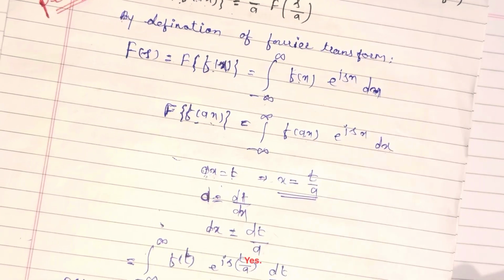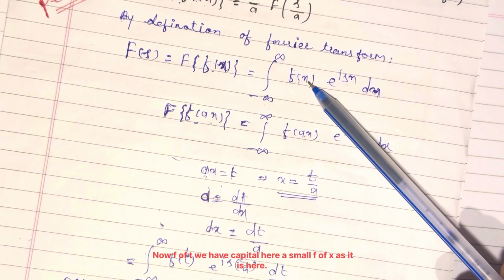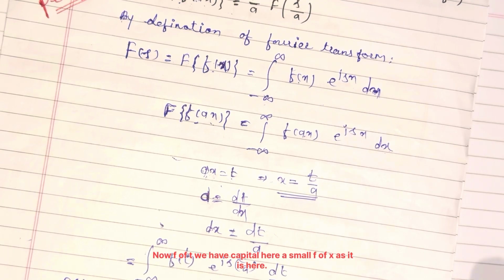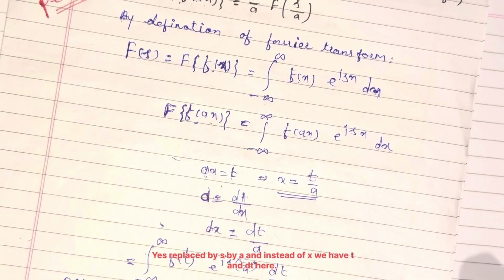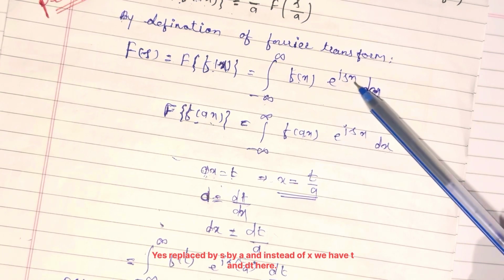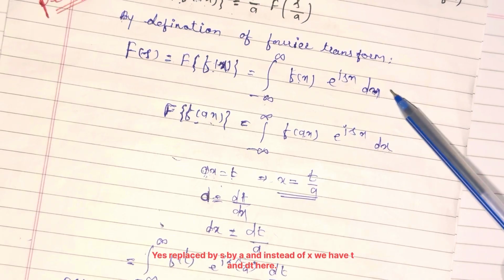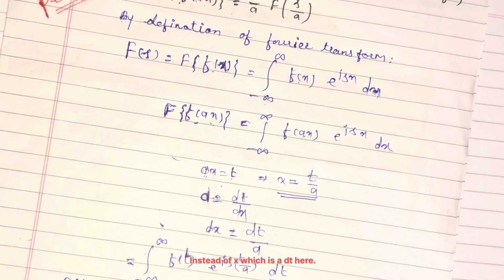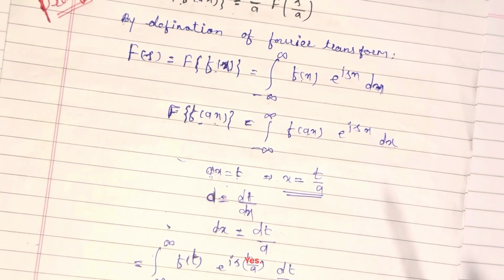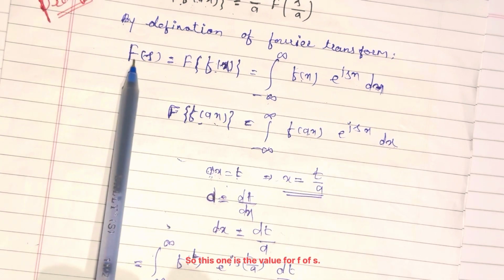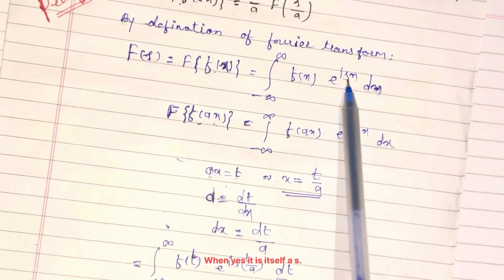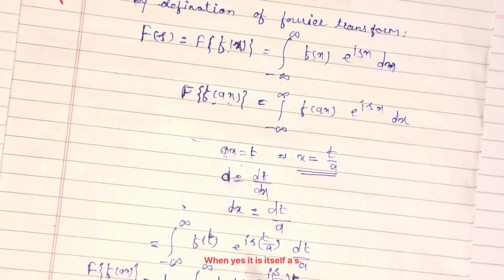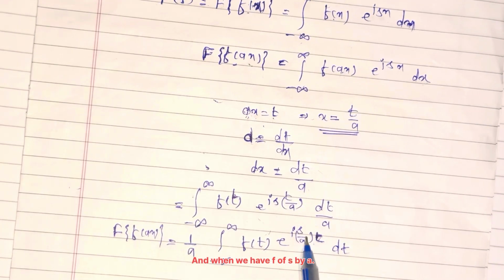Now see that minus infinity to plus infinity, it is there. Small f of t, we have small f of x as it is here, e raised to i times s replaced by s by a, and instead of x we have t, and a dt here. Instead of dx it is a dt here. So this one is the value for F of s when s is itself s, and when we have F of s by a.